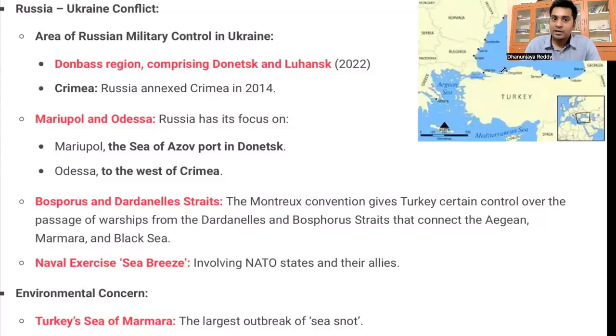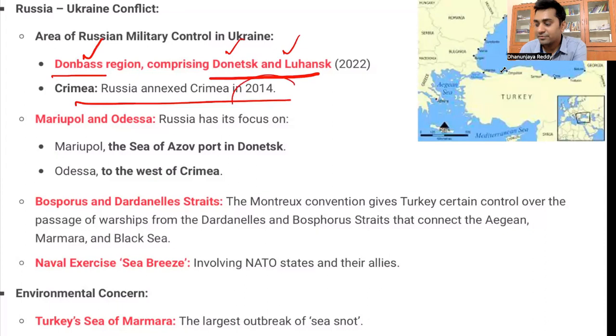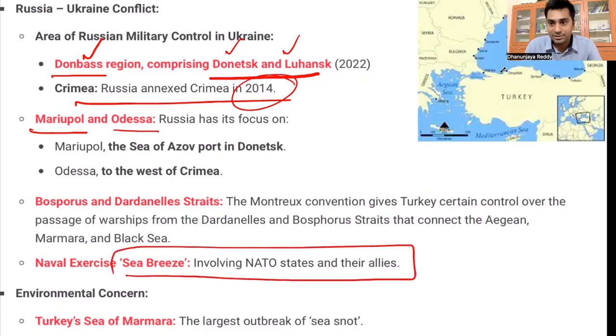Next one. Again, in this area you have the Russia-Ukraine conflict. The area of Russian military control in Ukraine is the Donbas region, Donetsk and Luhansk. All these are present in Ukraine and were occupied by Russia. They can ask this question. Crimea was annexed by Russia way back in the year 2014. There are some other things: Mariupol and Odisha. Again, these are Ukrainian cities being occupied by Russia. The naval exercise Sea Breeze is conducted by NATO countries. Turkey's sea known as Marmara is suffering from sea snot. What is sea snot?